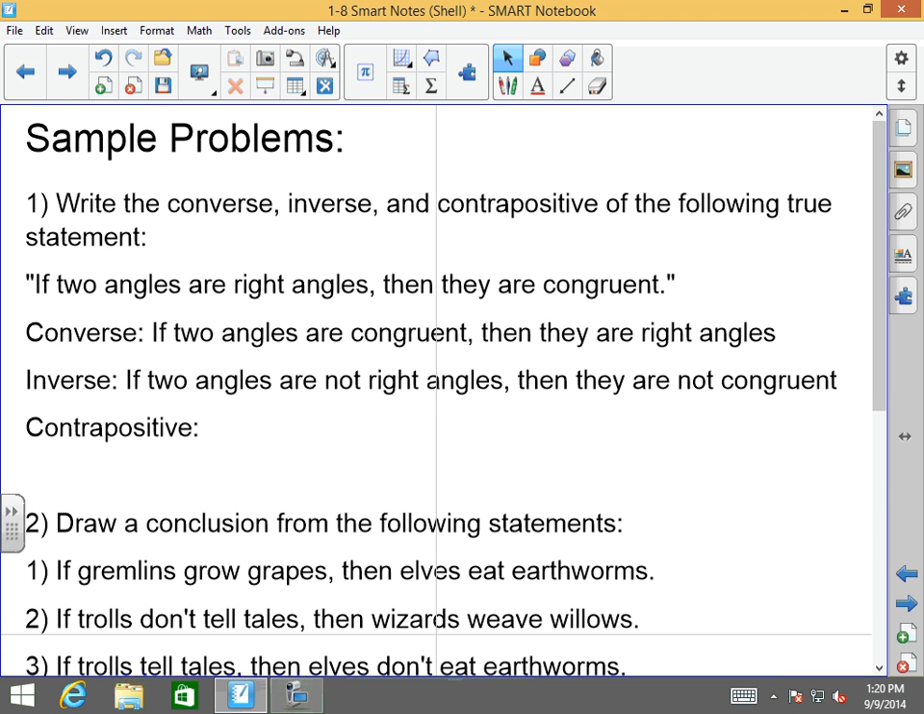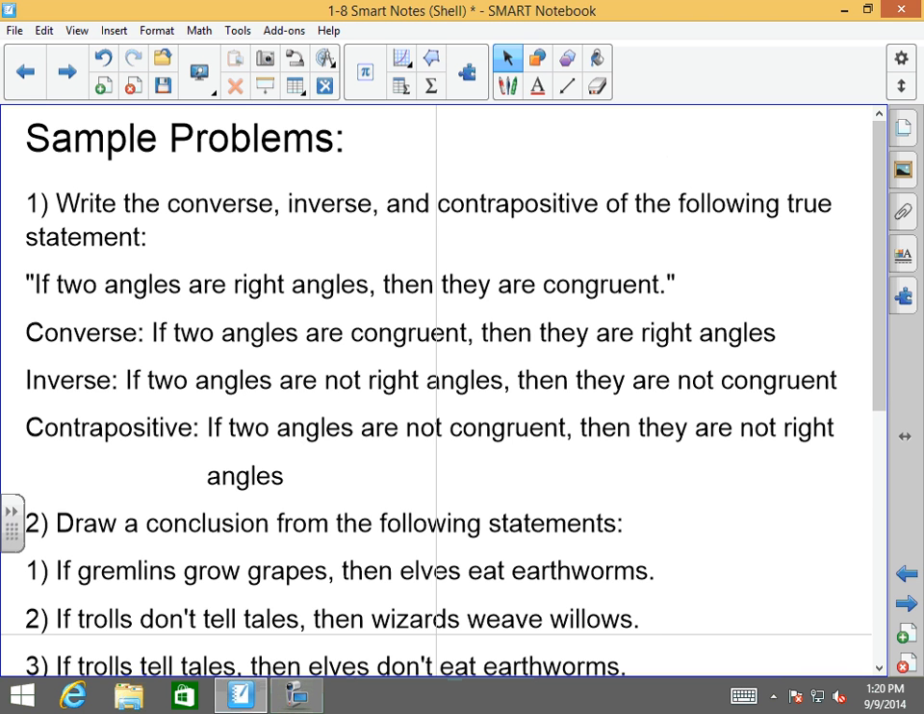You forgot the if, though. If two angles are not congruent, then they are not right angles. And again, look at the conditional and look at the contrapositive. They're both true. If two angles are not congruent, they can't both be right angles, because if they were both right angles, they'd be congruent. Does that make sense, guys?